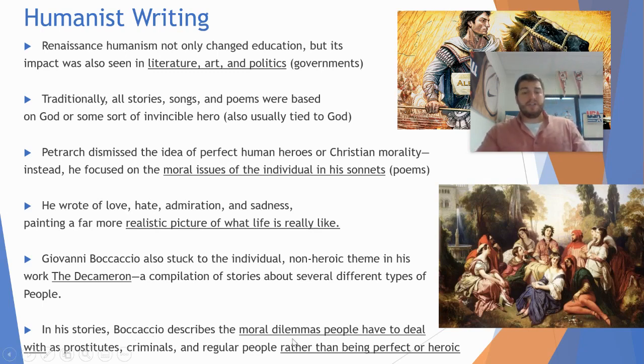In his stories, Boccaccio describes the moral dilemmas that people have to face as prostitutes, criminals, regular people, and these people that weren't perfect. So, for the first time in 1,000 years, regular people were starting to be written about. And that might not seem like a major development. Most of the things we write today are about people, not about God in the afterlife. But you have to remember, it goes from every single piece of literature being developed from this time about religion to now focusing on individual people.